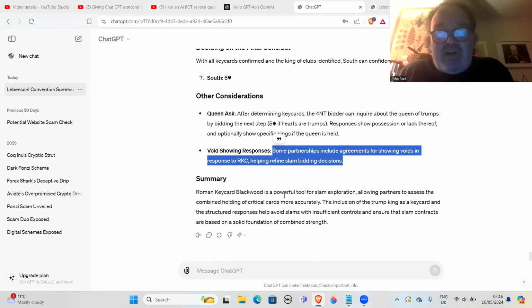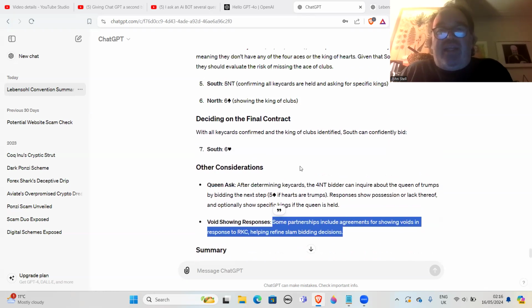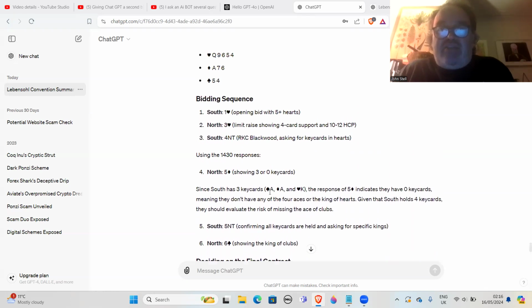Roman Keycard Blackwood is a powerful tool for slam exploration, allowing partners to assess the combined holding of critical cards more accurately. The inclusion. Okay, so it really got confused there, didn't it? I mean, it was mixing up how many keycards it has. One minute it had 3, one minute it had 4. It was adding on a King of Hearts when it didn't have the King of Hearts. It was adding on the King of Clubs when it didn't have the King of Clubs, and all sorts of things. So it's far from perfect, but it's a lot better than what it was. But for beginners, this would, I would say, still be a nightmare.